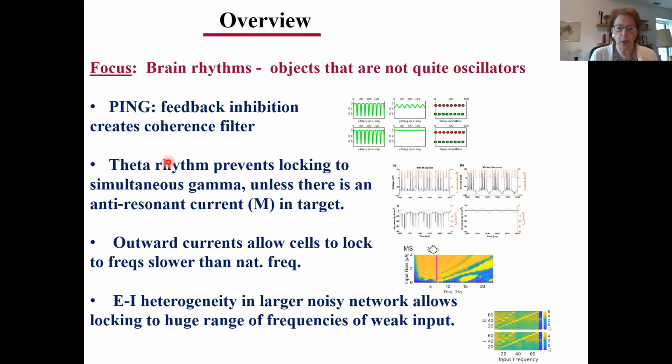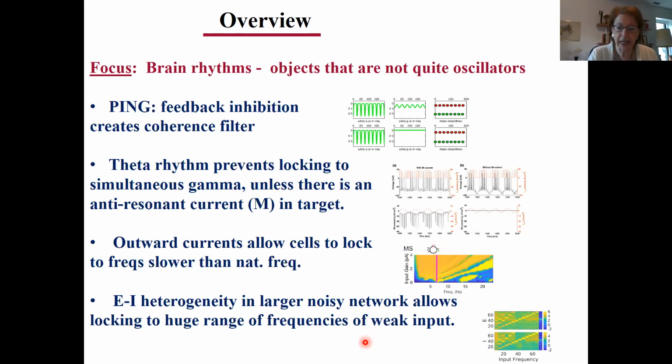The second story was about the fact that in the absence of the M current, a theta rhythm can prevent locking to a simultaneous gamma. But if you put in this homeostatic current, which is a kind of anti-resonance current, it subtracts out a frequency, then you're able to get very fine locking to the gamma. The third one was about how intrinsic inhibition, outward currents, allow cells to lock to slower frequencies and how they interact with one another, enabling locking to a large range of small frequencies, way below the natural frequency.